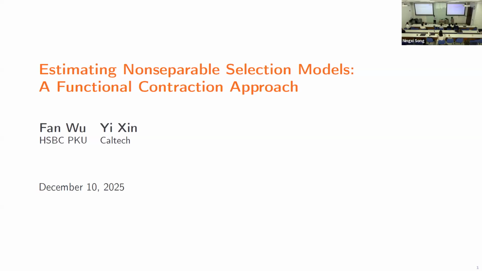Okay. So we're gonna start. This is the third methodological section of the new methods track. We have three papers from Wu from Peking University, HSBC here in Shenzhen. It's gonna present first estimating non-separable selection models with a functional approach. 30 minutes. Okay, I just graduated from Caltech and I joined HSBC this year.